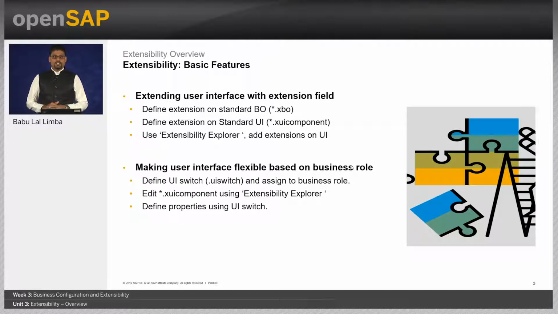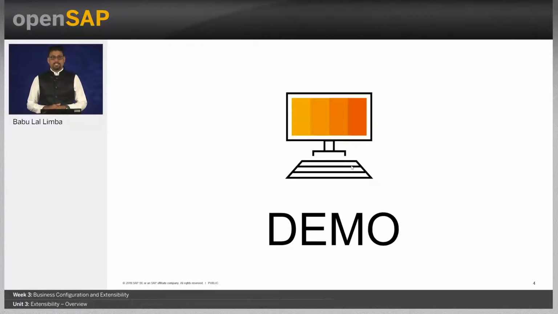In this unit, I will talk about two scenarios and demonstrate the capability of extensibility in Cloud Application Studio. The first scenario is creating an extension field on the business object and adding it to a standard Business ByDesign UI, and the second scenario is we will see how the properties of UI elements like input field, labels or tabs can be controlled based on a business role assigned to the user, which means that a field on a UI is enabled for one user but disabled for another user. So, let me now demonstrate the extension features.